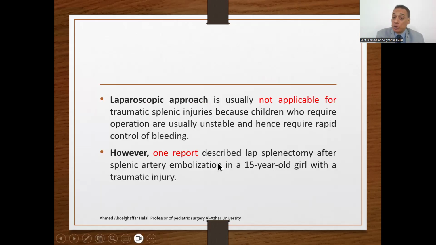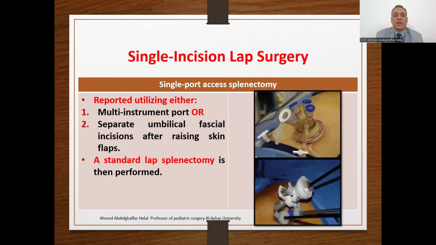The laparoscopic approach is not applicable for traumatic splenic injuries, because a child who requires operation is usually unstable and needs rapid control of the bleeding. However, there is one report describing laparoscopy after splenic artery embolization in a 15-year-old girl with a traumatic injury.